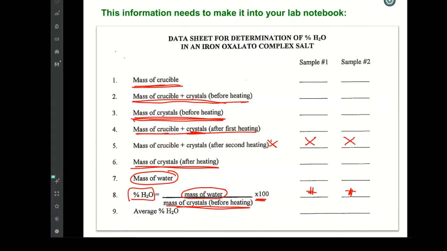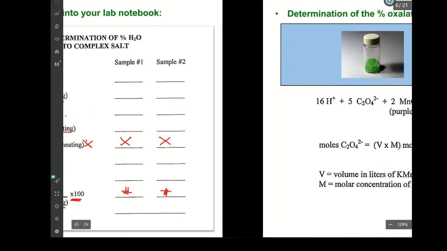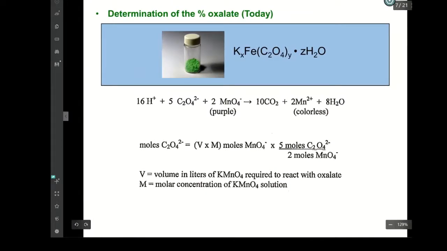Okay, so that's the first thing we're going to do, and that's going to be kind of passive, because a lot of the time things are just going to be in the oven and drying, right? And so the other thing we're going to figure out is how much oxalate we have. And oxalate is a polyatomic ion, C2O4 2-. It's this guy right here. And what we're going to do is a titration.